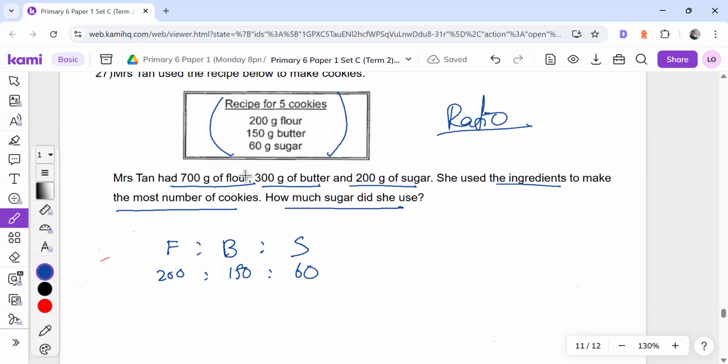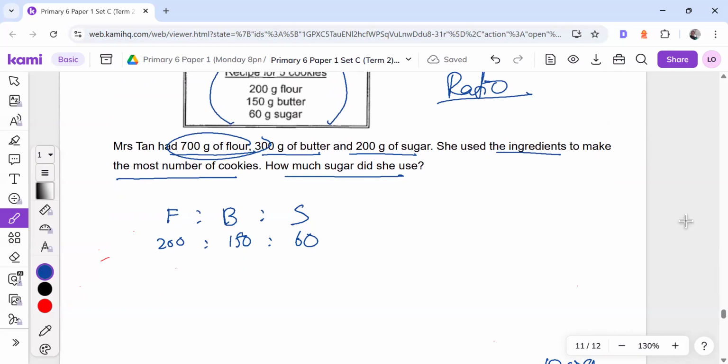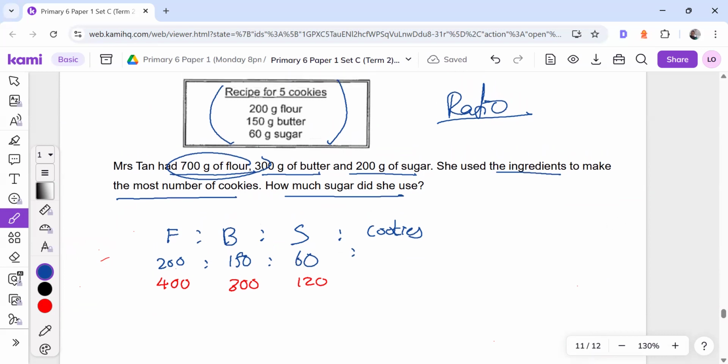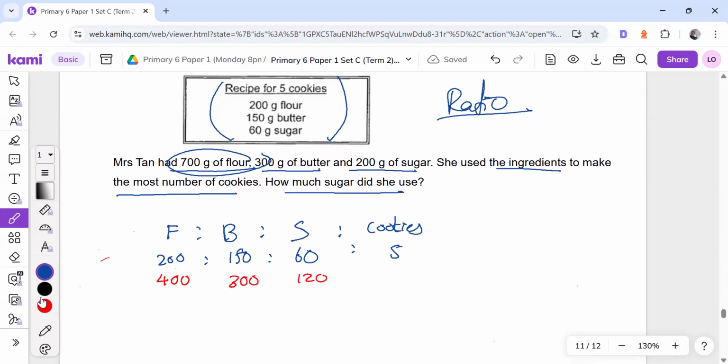For example, Mrs. Tan got 700 grams. So which means what? If I times two, I will get 400. I times 2, I get 300. I times 2, I get 120. Okay, so does Mrs. Tan have enough of this to make cookies? So if you look carefully, I'm going to add one more here. So 200 grams of flour, 150 grams of butter, 60 grams of sugar can make how many cookies? Can make 5. So if I times 2, I can make 10.